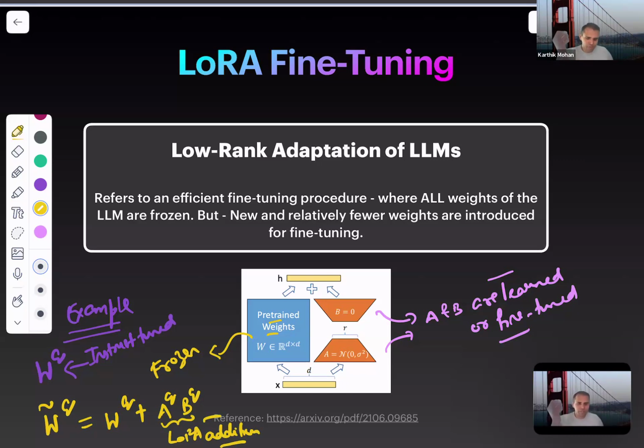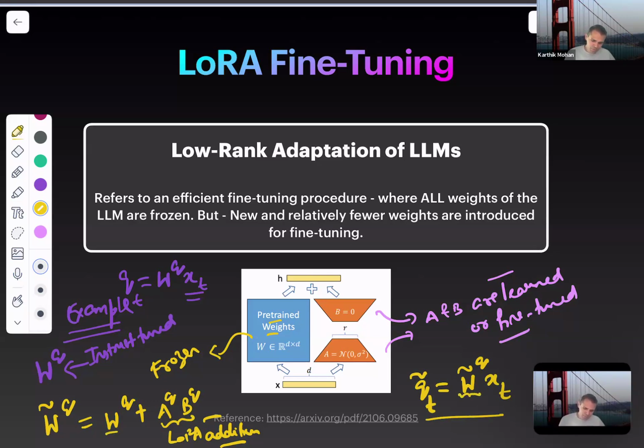Now if you want to compute the query, previously you'd say the query vector is the weight matrix for the query times XT, which is the token embedding for token T. You take the token embedding for token T, pass it through this WQ matrix, and get the query vector for the token T. Now what you would do is say QT tilde is W tilde Q times XT. So post fine-tuning, this is what the inference would look like. The QT changes to Q tilde T, where the weight is changed to WQ plus AQ BQ. You freeze these weights. This is frozen, and this is fine-tuned.